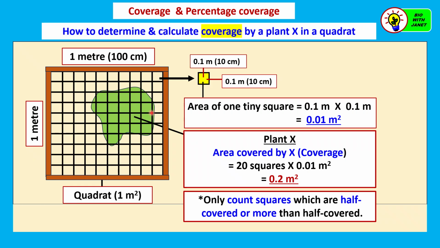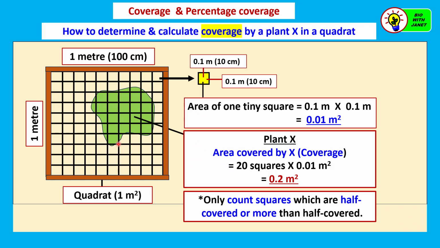Now, next, after you have placed the quadrant on top of the plant, you will see that certain parts of the quadrant are covered by this plant, right? So you need to count the number of squares that contain the plant. All right. Now to do that, you only count squares which are half covered or more than half covered. If the square contains a bit of the plant, like at this point here only, not even half covered, you just ignore it and don't count it as one square.